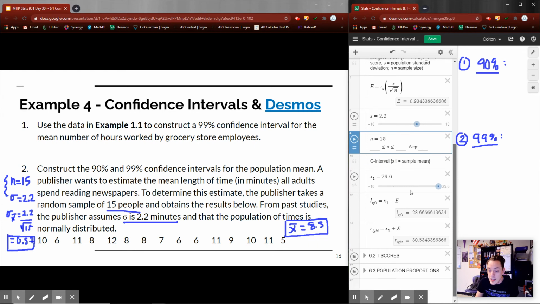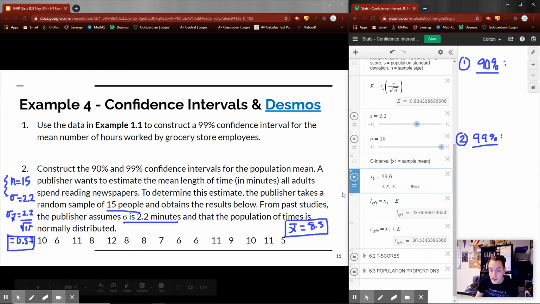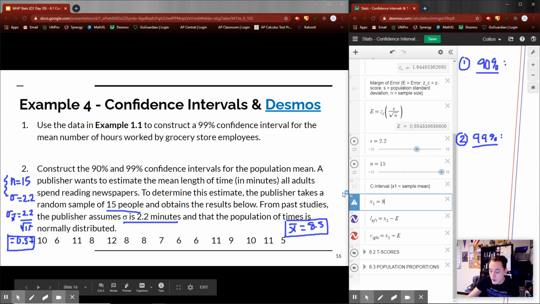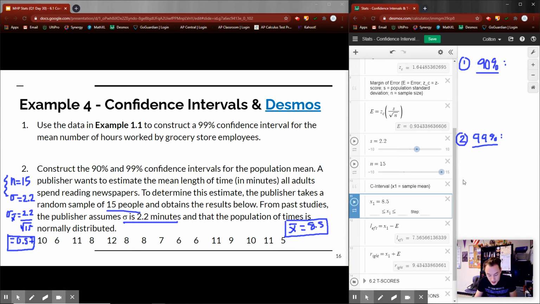Last thing I need to change is my mean that I found right here. It's not 29.6, it's 8.5. Okay, it's 8.5. And this is going to be my left and right endpoints. So let's go and put that in. So that means I'm going to look at this for my left, and I'm going to round that to, let's just say 7.56, roughly, maybe 7.57. So I have 7.57, comma, and then right here I have 9.43.